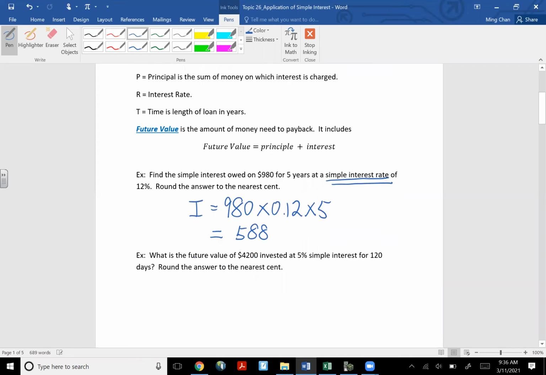What is the future value? Now it's asking me to figure out what I need to pay people back. When we pay people back, we put principal plus interest. So that's the last thing we will do.